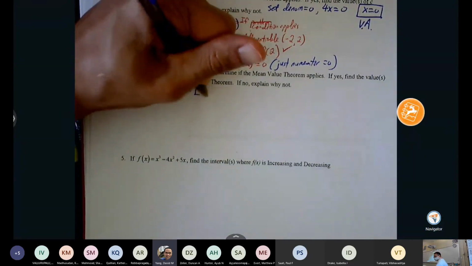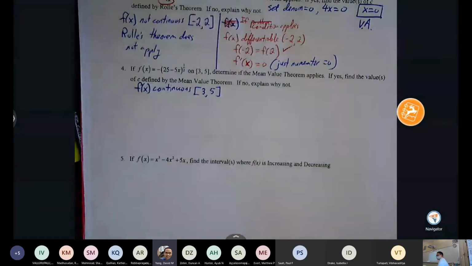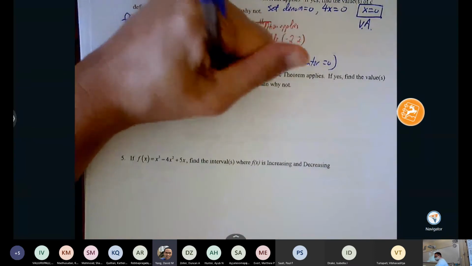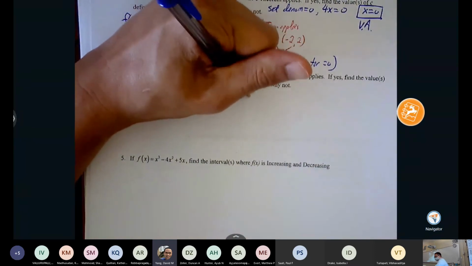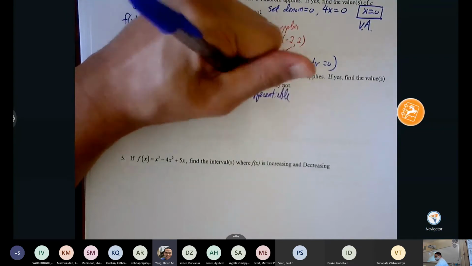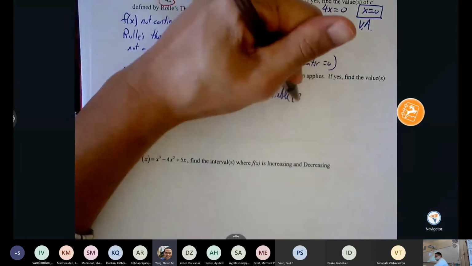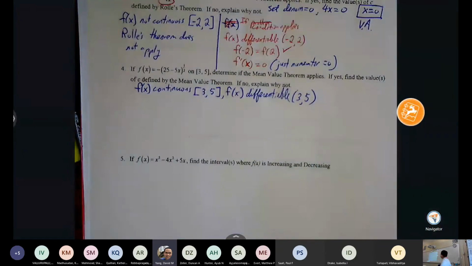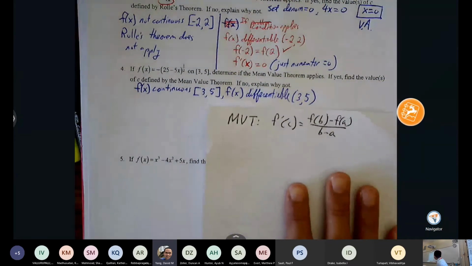Make sure you specify your closed interval. And if it's continuous, it's also differentiable, right? We're not going to have problems with sharp turns. Okay, but differentiable is with open parentheses, right? So we can move into working this formula here.